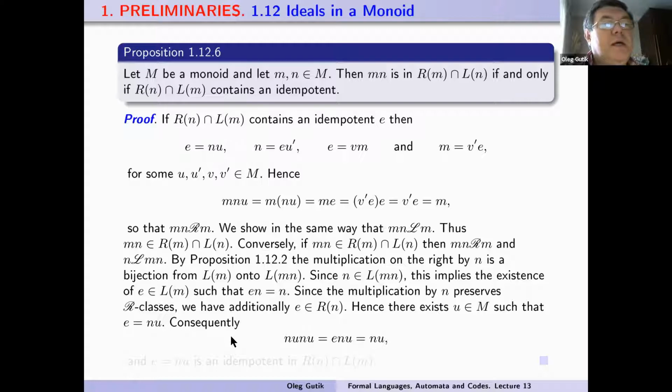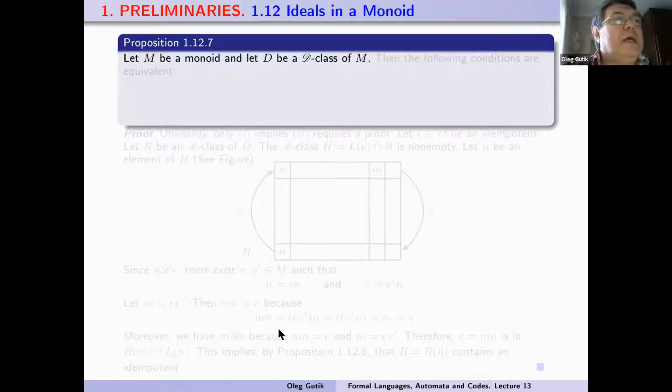Conversely, Nu multiple Nu is equal E, Nu is equal Nu, and E is equal Nu is idempotent in the intersection of R class of N and L class of N. This completes the proof. The next proposition.